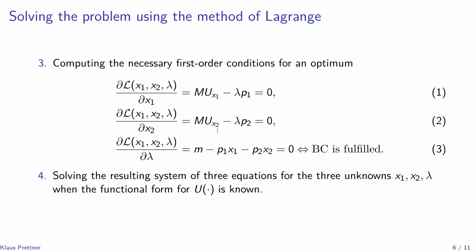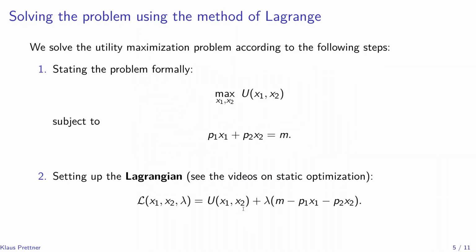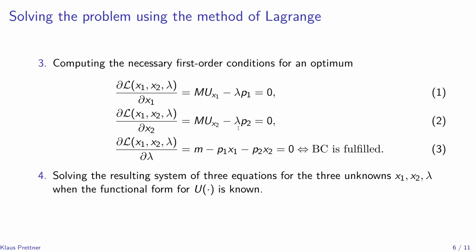And the same argument holds true with respect to x2. So if we take the derivative of the Lagrangian, what we get is marginal utility with respect to x2. And here we get minus p2 times the Lagrange multiplier, which needs to be equal to 0.